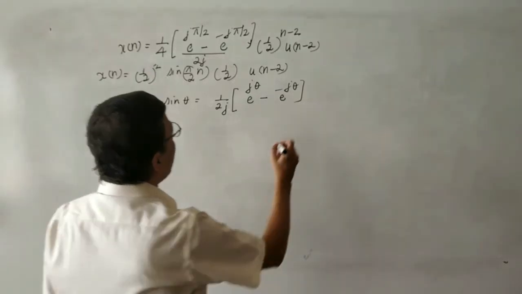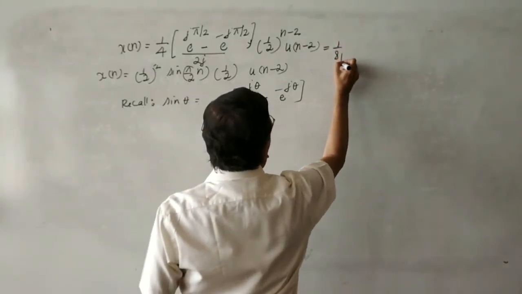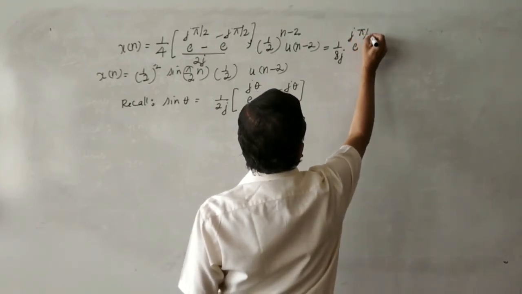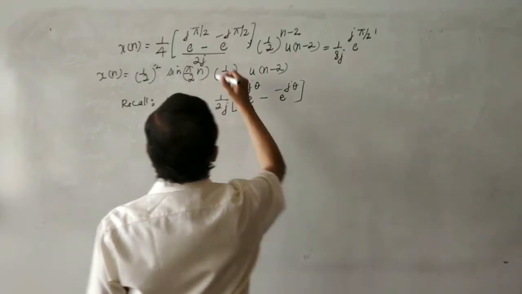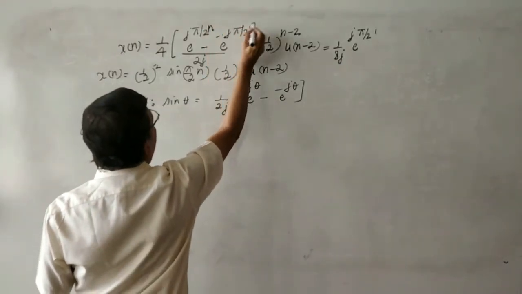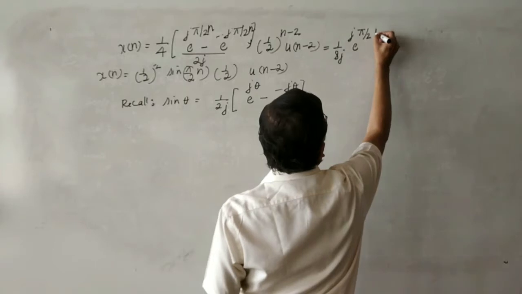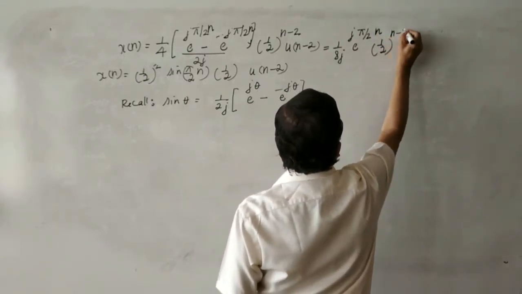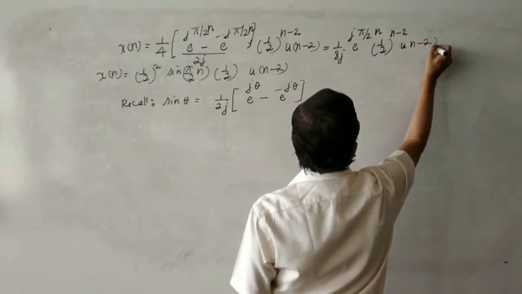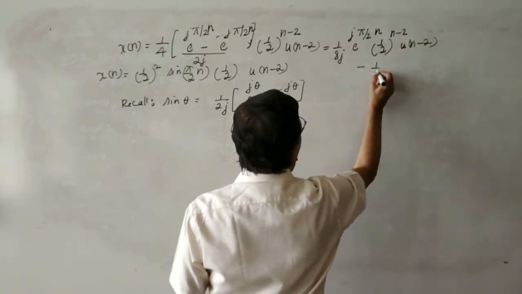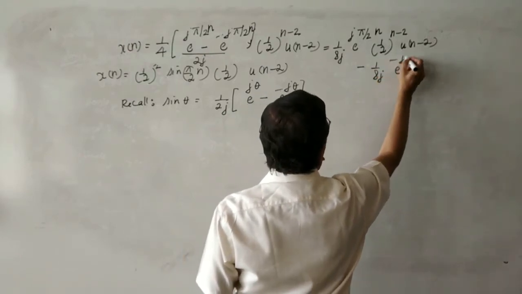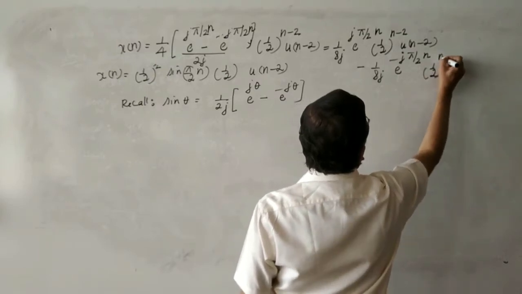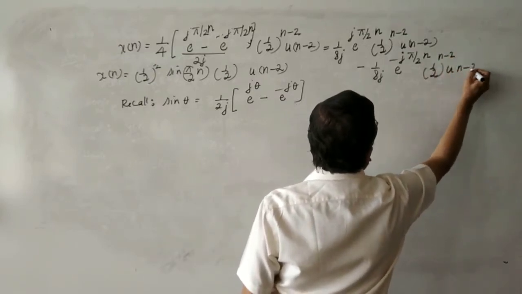Now this we write as 1 by 8j e to the power j pi by 2 into n, half to the power n minus 2 u of n minus 2, minus 1 by 8j e to the power minus j pi by 2 into n, half to the power n minus 2 u of n minus 2.